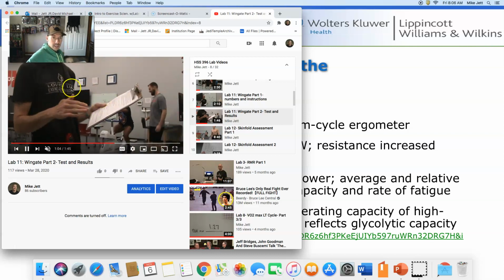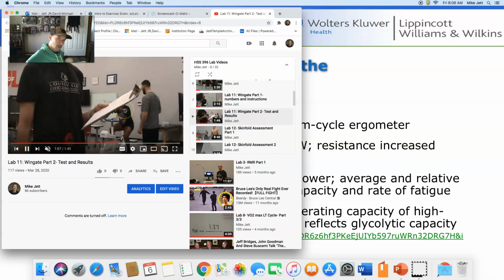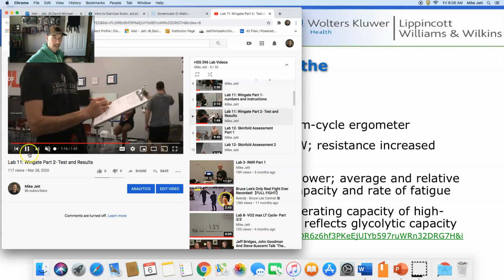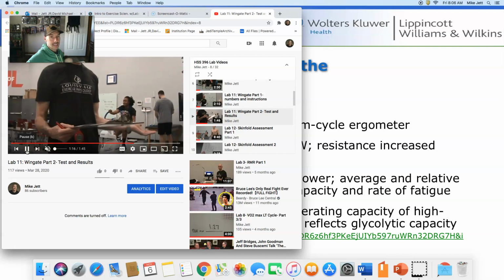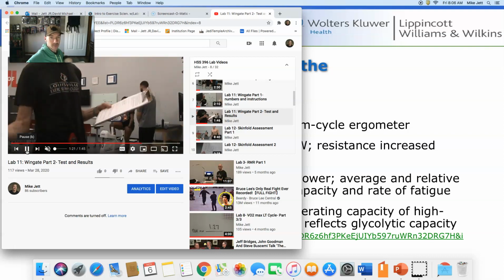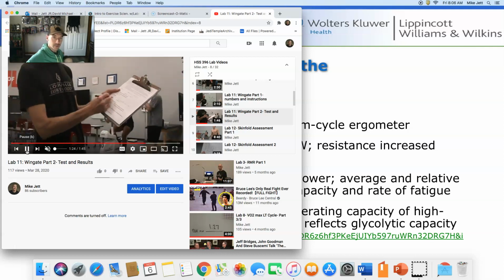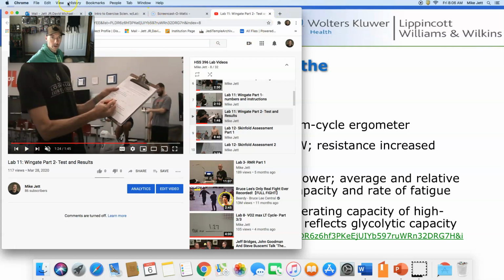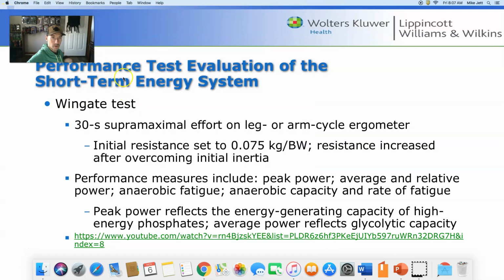What I'm just telling the students here is how many revolutions we counted in each 5-second period. I'm not going to have you all do that. But from this test, we can evaluate what her anaerobic capacity is, how able she is to resist fatigue, etc. And it really gives us a good indicator of what her short-term energy system capacity is. Okay. So that's the most commonly used test to evaluate anaerobic fitness.